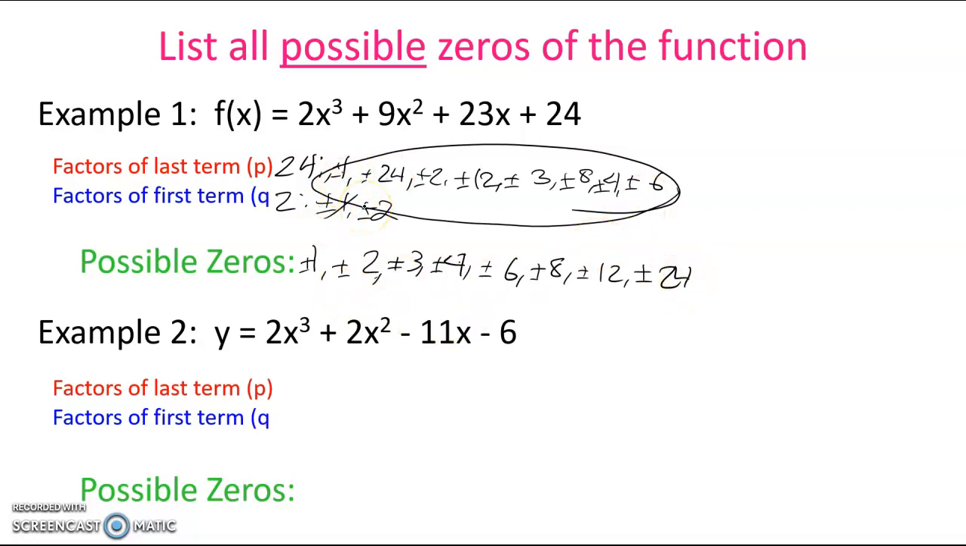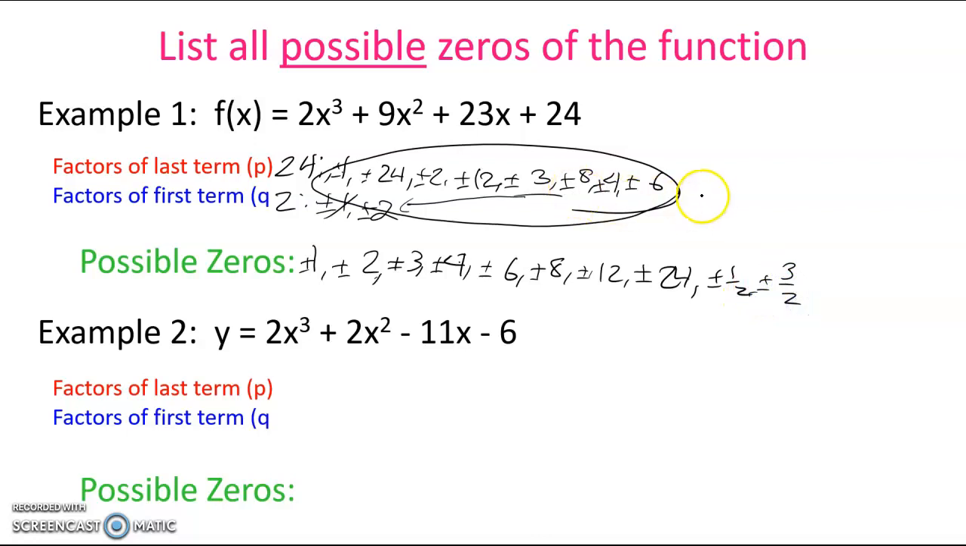Now I divide them all by 2. 1 divided by 2 is just 1 over 2. 24 divided by 2 is 12, which I already have, so I can skip that. 2 divided by 2 is 1, I already have that, I can skip. 12 divided by 2 is 6, skip that one. Then 3 divided by 2 is 3 over 2.